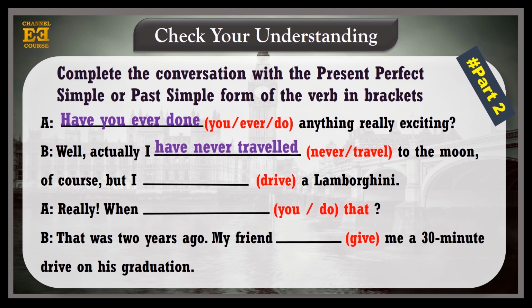Absolutely. I have never traveled to the moon, of course, but here with I again, but in the affirmative. Exactly. I have driven a Lamborghini. Now pay attention because speaker A is asking for more details. Therefore, the question must be in the past simple. So it goes like this. Really? When did you do that? Without any doubt, the answer must be in the past simple as well. So B answers here. That was 2 years ago. My friend, excellent. My friend gave me a 30-minute drive on his graduation.